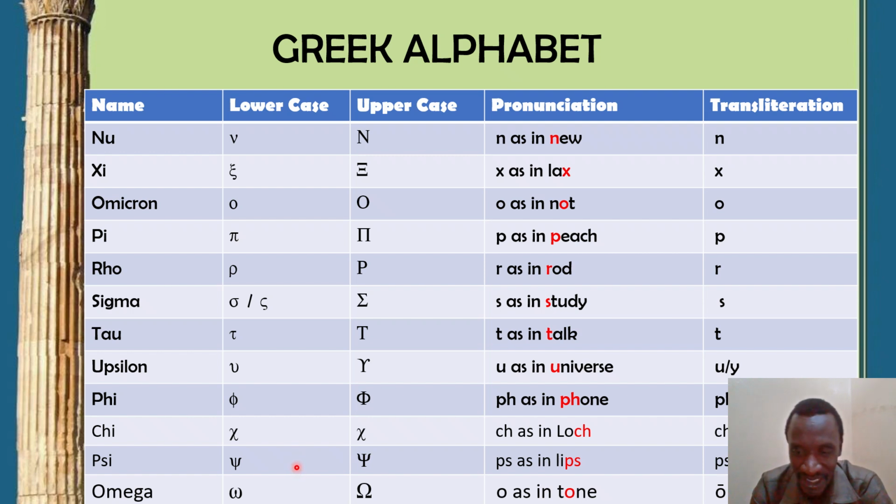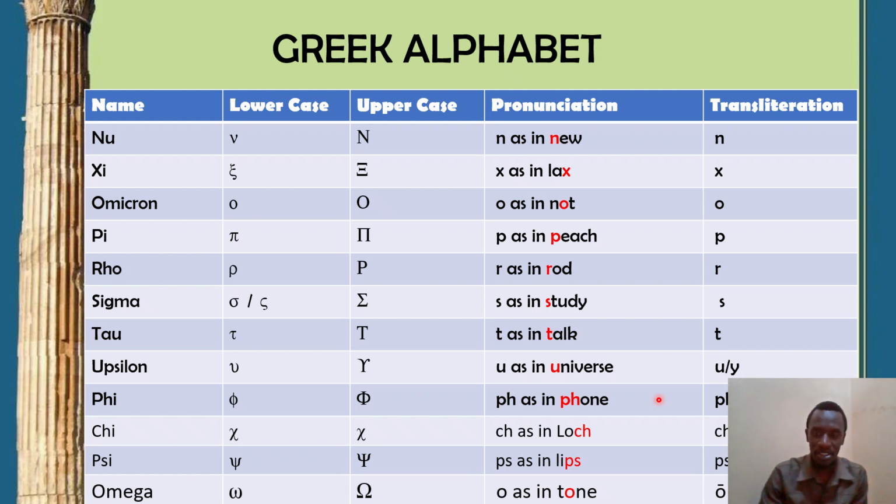And the last letter is omega. Omega is written like this, and the capital is written like this, but it's an O sound, a long O, like O in tone. So these are the Greek letters that we have.